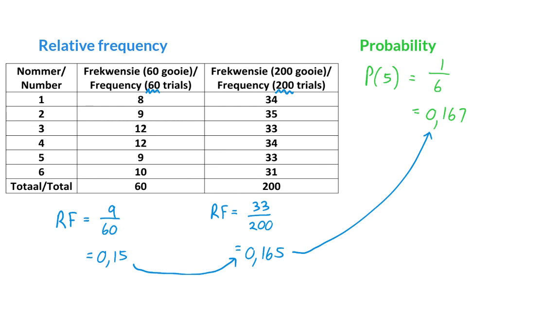So remember that a probability is simply a prediction. The more times you repeat an experiment, the closer to that prediction your relative frequency or your reality will be.